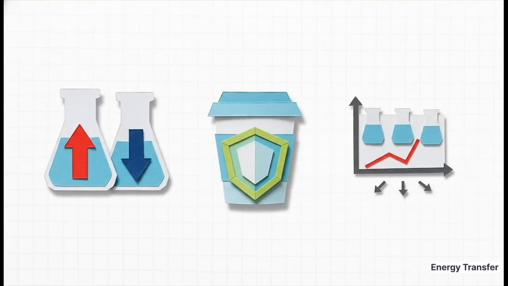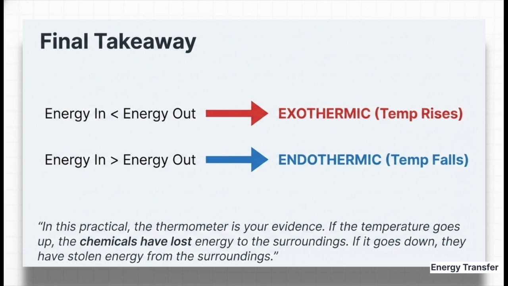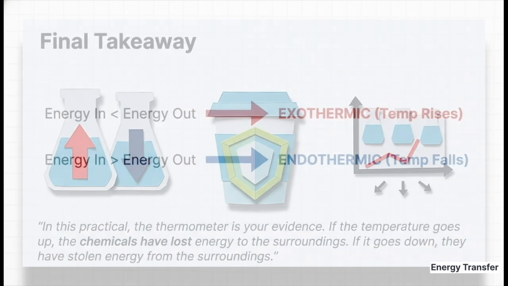So let's just do a super quick recap of the absolute essentials. 1, exo means temperature goes up. Endo means temperature goes down. 2, you've got to use a polystyrene cup and a lid to insulate it properly. And 3, for accurate, reliable results, you repeat the experiment and find the average. Nail those 3 points and you're golden.